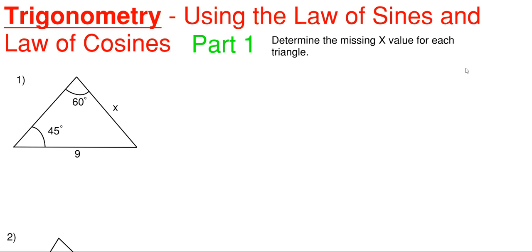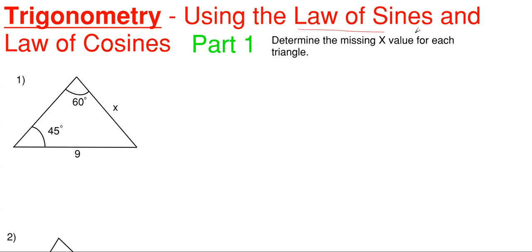So what we're going to be covering in today's video is trigonometry, and we are going to go over how you would use the law of sines and the law of cosines to solve for either a missing side or a missing angle within a triangle. And this will be our first part in this series. So we're going to have two triangles here, and we're going to have some x value that we have to solve for. It's either going to be a side or an angle.